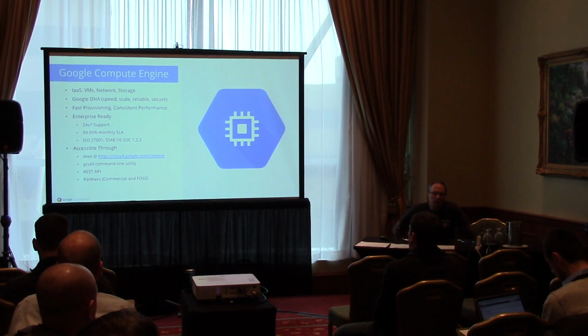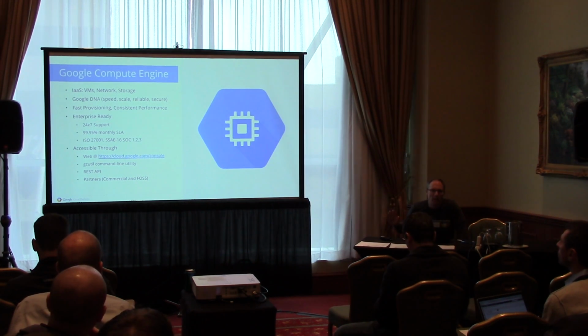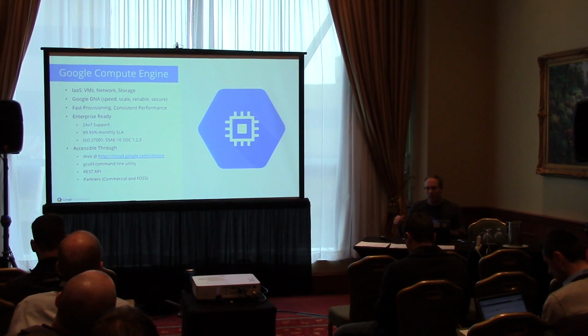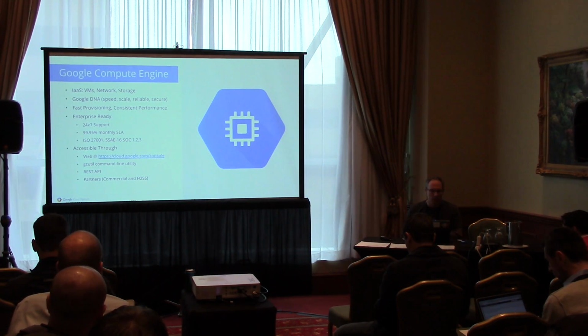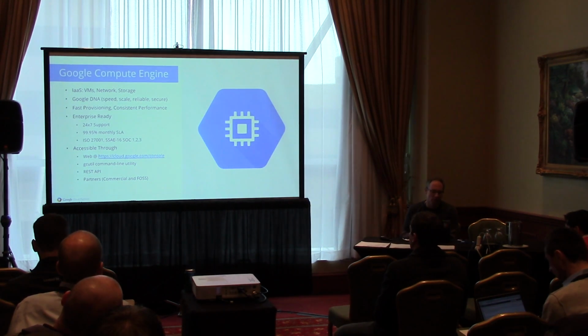Compute Engine is our infrastructure as a service offering, and it basically consists of virtual machines, network, and storage. And Google DNA throughout, right? This is going back to a few slides ago, what I was talking about. It's built on top of the technologies that Google has in-house to give you the speed, scale, reliability, and security that you've come to expect from all Google applications. And now it's available here to power Google Compute Engine.